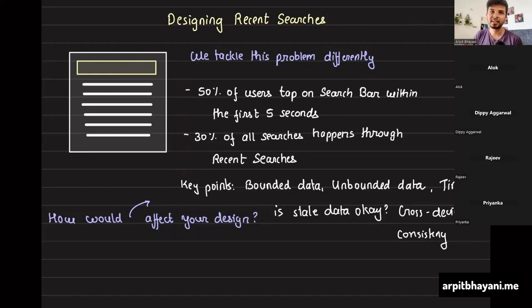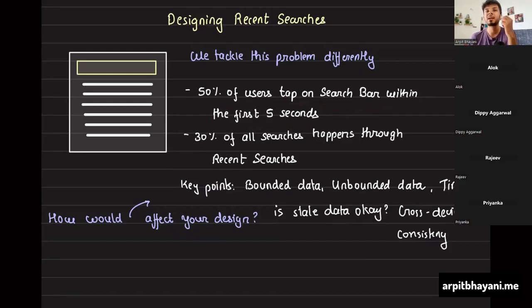The statistics that they gave to the CTO or CPO were that 50% of users tap on the search bar within the first 5 seconds. Which means when a user opens the app, there is almost a 0.5 probability that they will tap on the search icon, right? Which is insanely high. 50% of your users opening the app and tapping onto the search bar within the first 5 seconds.